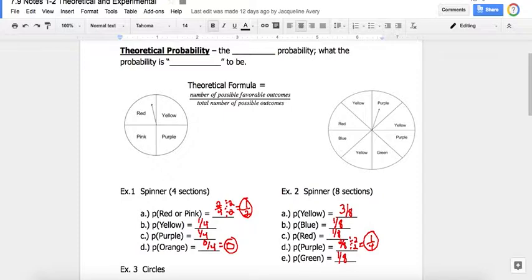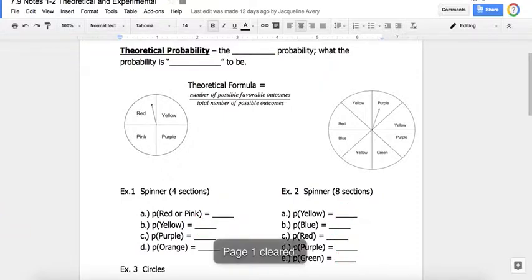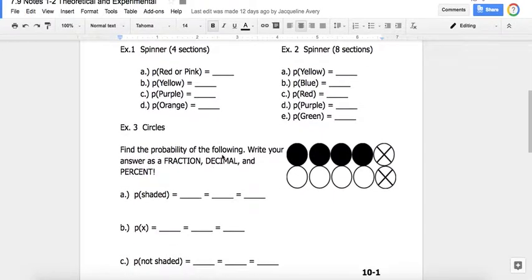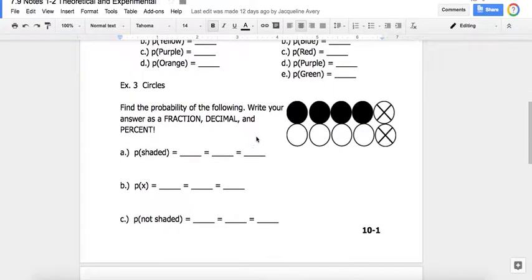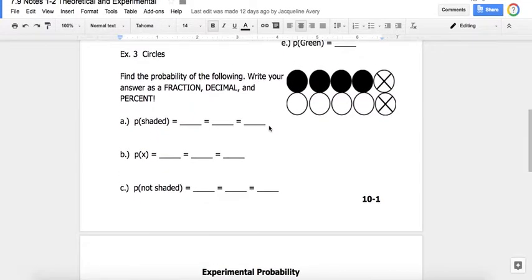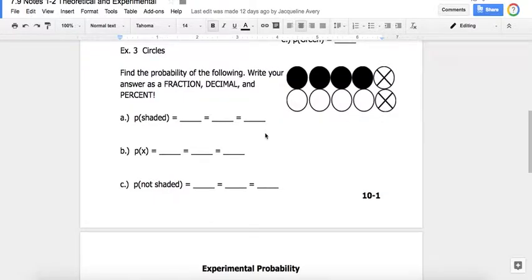Okay, let's look at a third example down below here. And we have circles here that are either shaded, not shaded, or have X's through them. So we have to find the probability of the following. Then we have to write our answer as a fraction, a decimal, and a percent.